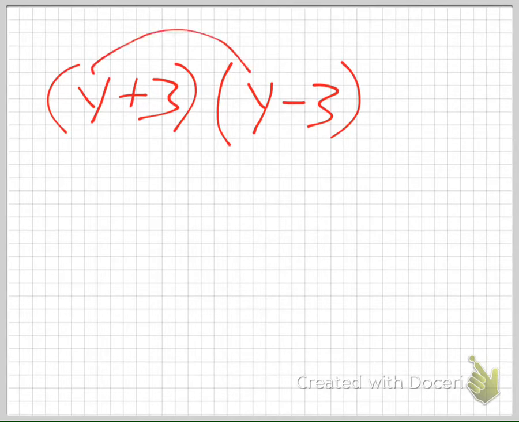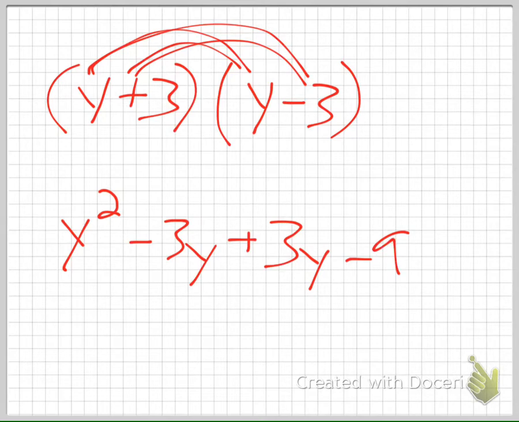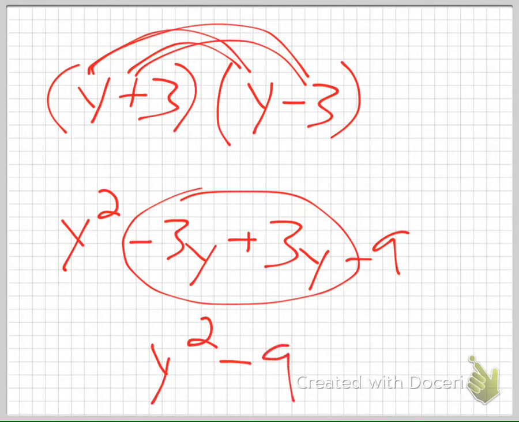You're watching. Here we go. Y times y is y squared. What is y times negative 3? Negative 3y. What is 3 times y? Plus 3y minus 9. When I combine minus 3y plus 3y, that becomes 0. So it's y squared minus 9. Did anybody get that? Y squared minus 9? Makes sense? Okay. That's tomorrow. We'll come back to that.